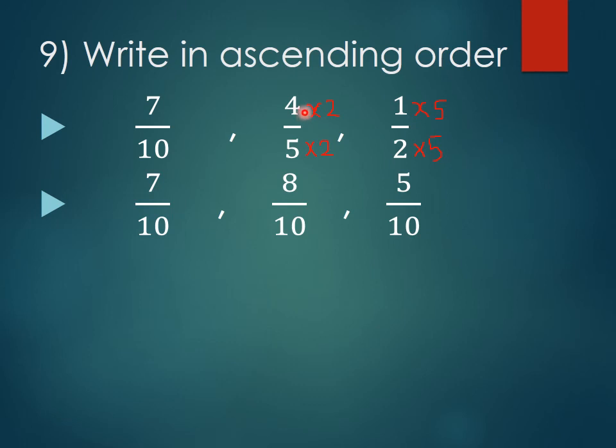7 over 10. 4 into 2 is 8, 5 into 2 is 10, 1 into 5 is 5, 2 into 5 is 10. Now from this you can find the smallest one is 5 over 10. Now here, very important: this is the smallest one, but as the answer we do not write this one.